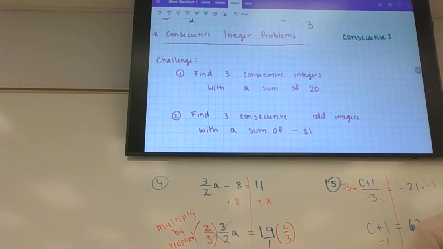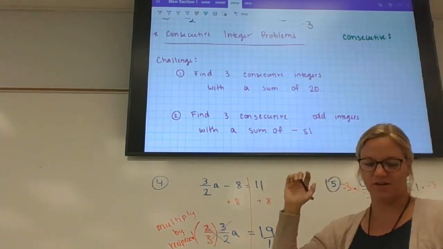So what does the word consecutive mean? Can you describe that? No? What do we think a consecutive integer is? One after another? Is that what you said? That's perfect. So consecutive means in order, or one after another.